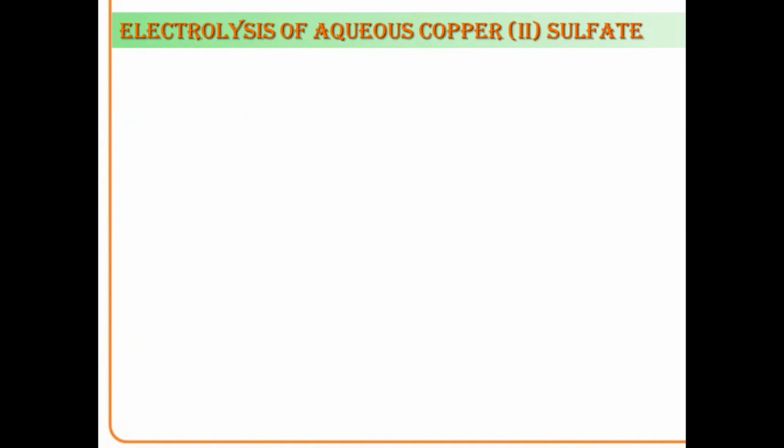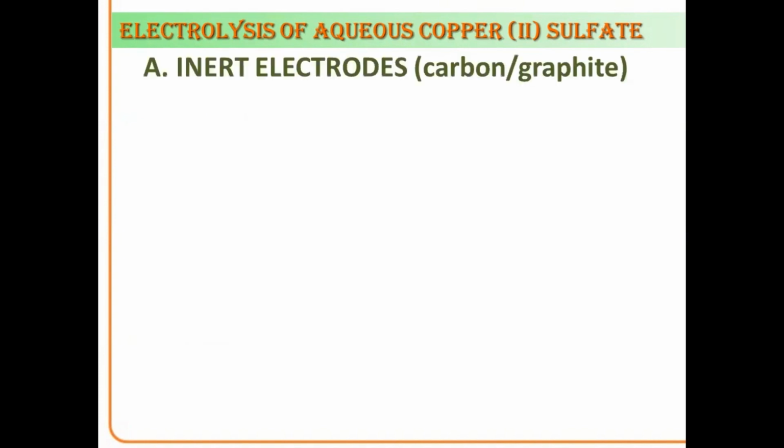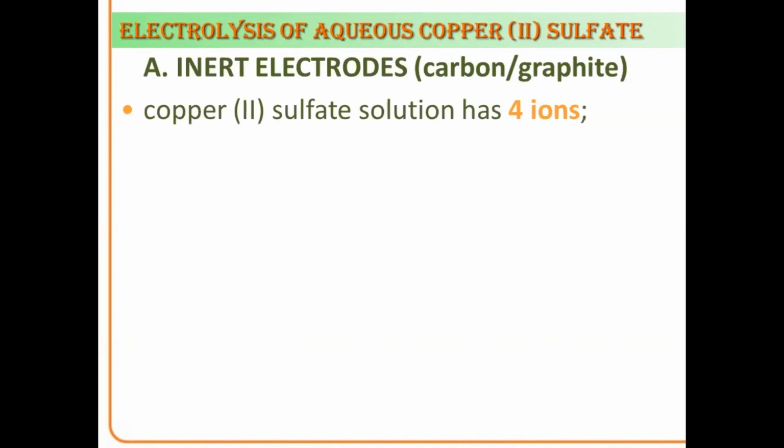We're looking at electrolysis of aqueous copper 2 sulfate. Now for this one, we are going to look at 2 scenarios. The first one is the one that uses inert electrodes. The common inert electrodes that are used would be carbon or graphite or platinum. Now copper 2 sulfate solution has 4 ions. We have copper ions, hydrogen, hydroxide, and the sulfate ions.